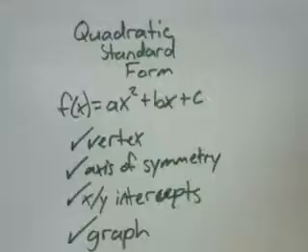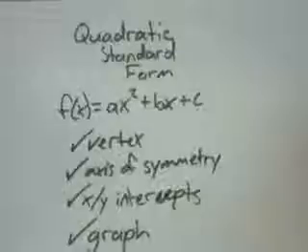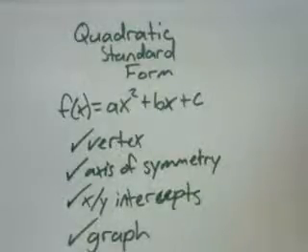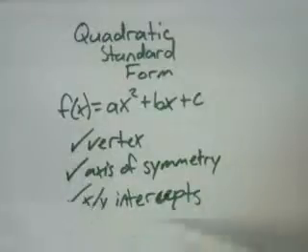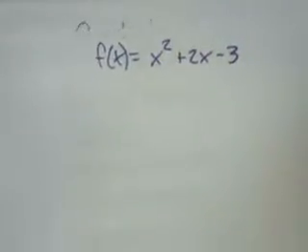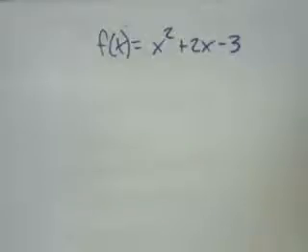So this is the classic ax squared plus bx plus c. We know it's a quadratic because of the x squared term, the highest power being 2, the degree of the polynomial being 2. So here we're going to find the vertex, the axis of symmetry, the x and y intercepts, and graph it. Beginning with that, we have to find the vertex. Let me first give you the equation we're going to be working with. It's a simple one: x squared plus 2x minus 3.